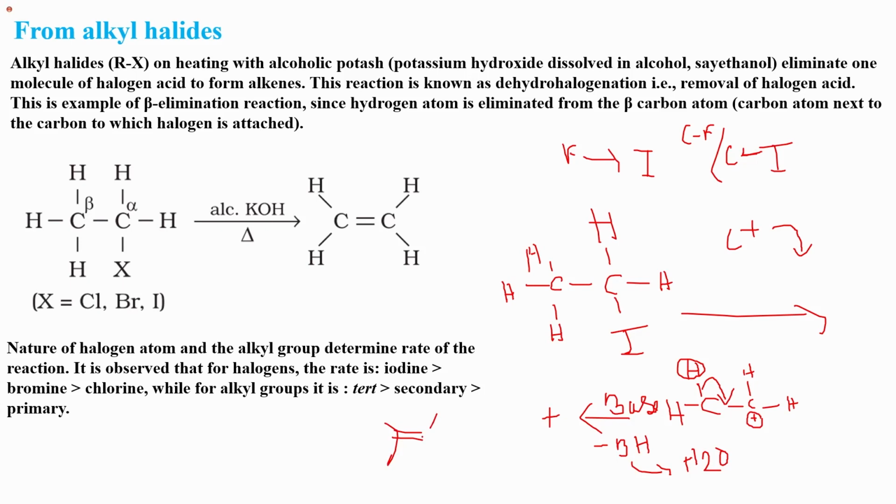Okay. So now it depends on the halogen molecule, whether it is fluorine, chlorine, iodine, or bromine, and also on the carbocation stability. You know that the tertiary carbocation is much more stable compared to the secondary and the primary. So when you have a tertiary carbocation, the reaction will go faster compared to the secondary and the primary. Okay.